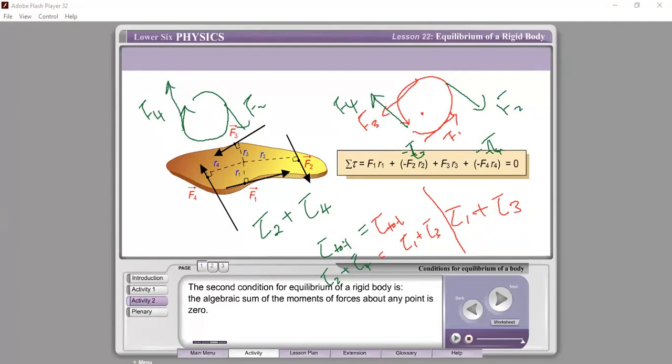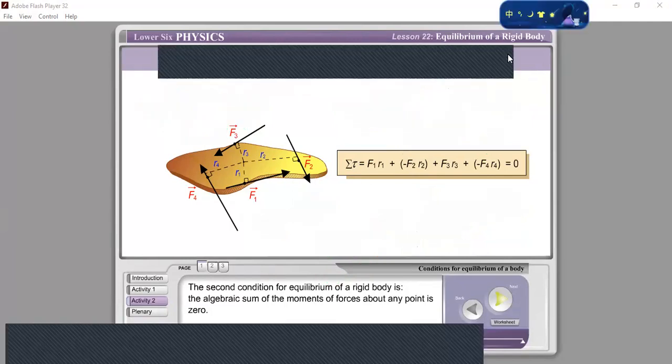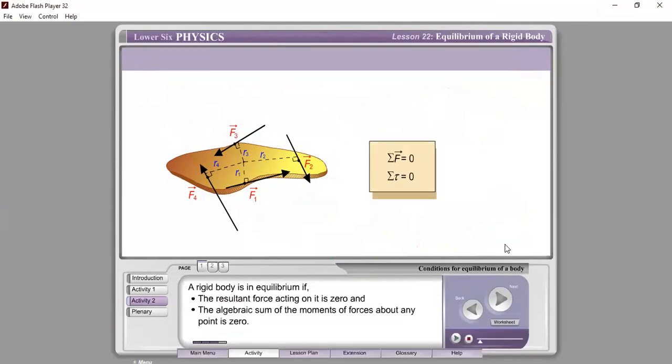Let's move on to the next slide. A rigid body is in equilibrium if the resultant force acting on it is 0 and the algebraic sum of the moments of forces about any point is 0. Summation of F equals 0. Summation of tau equals 0. So if a system is in equilibrium, the total of the vector of force is equal to 0, same as the total of the torque will be equal to 0 Newton meter.